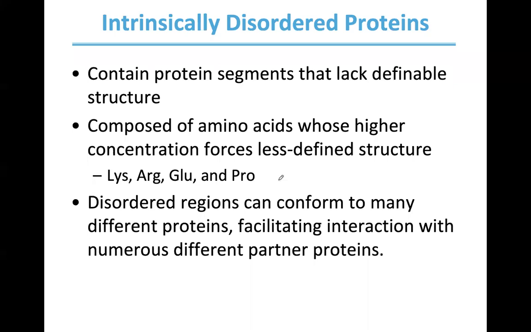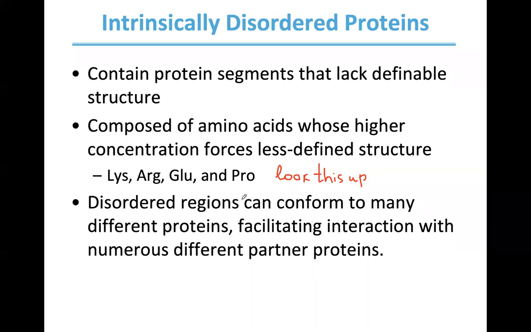Let me look this up. Charged amino acids. Well, they'll be exposed on the outer surface of proteins, right? Okay, I'm going to look this up and put this in a discussion. This is a note for myself. But this is very common, that the charged amino acids will force these intrinsically disordered regions in proteins.